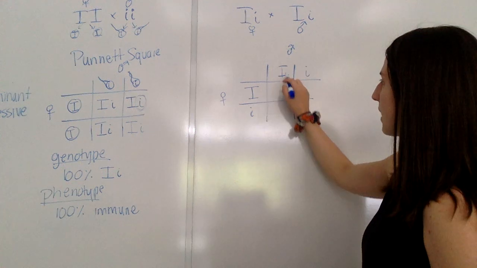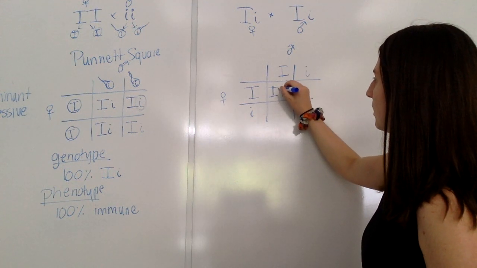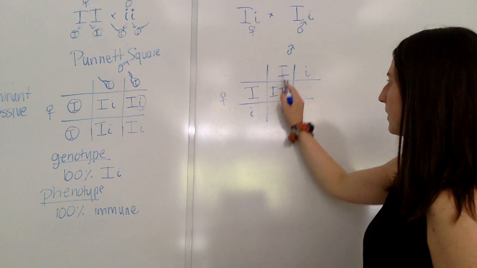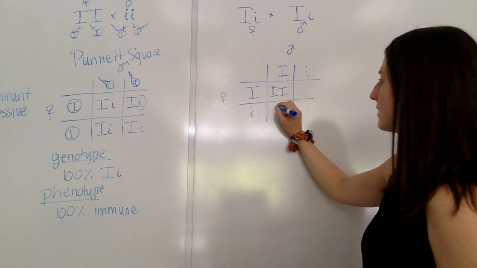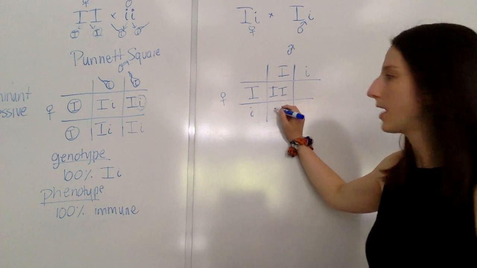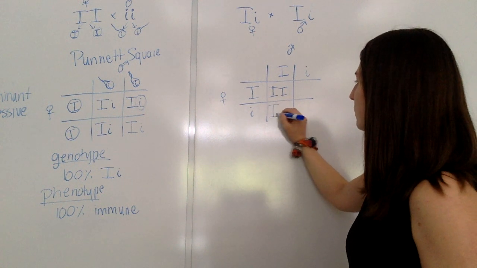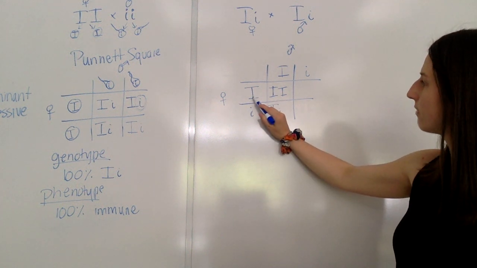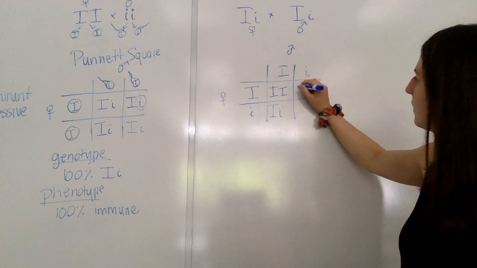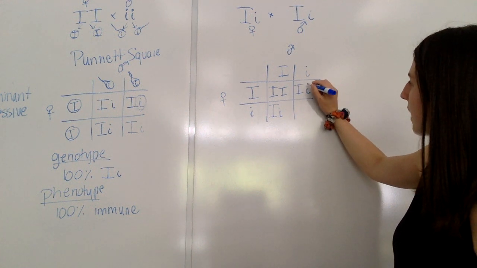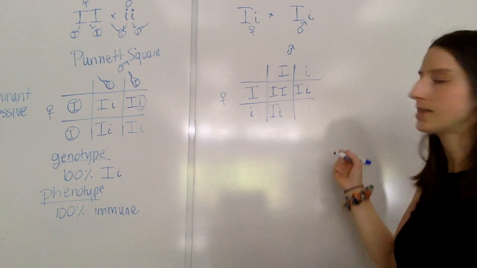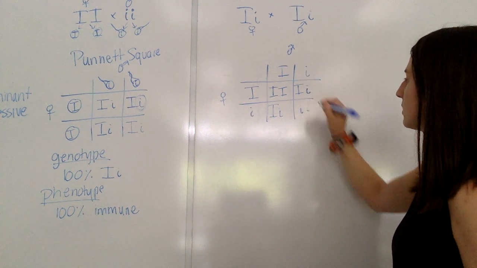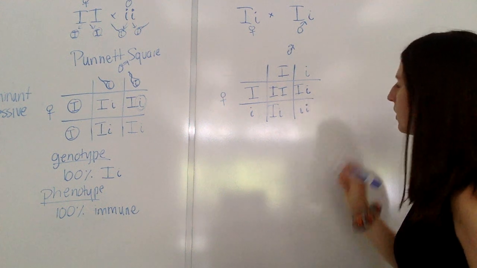So if this egg combines with that sperm, we get two capitalized. If this egg combines with this sperm, we get a capital I and a lowercase i. So just write the capital one first if you have that. If you have this egg combined with this sperm, capital and lowercase, so dominant and recessive. And if this egg combines with this sperm, we have got two lowercase i's.